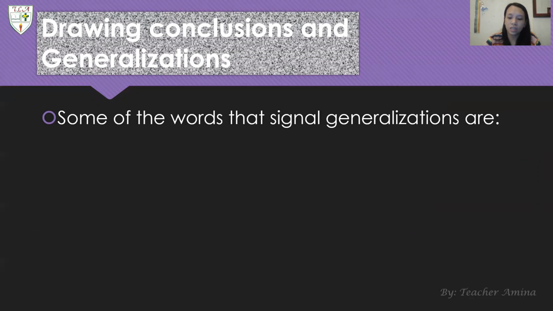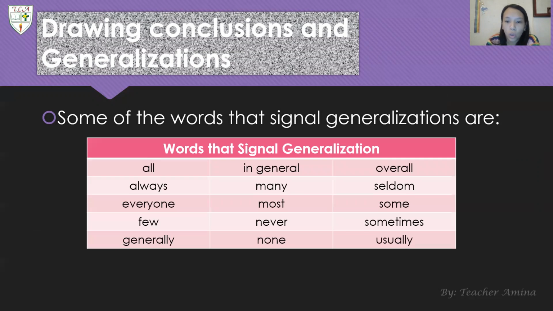So some of the words that signal generalizations are all, always, everyone, few, generally, in general, many, most, never, none, overall, seldom, some, sometimes, usually. Okay, what do we mean first by generalization? Okay, it's the universal proposition based on particular facts.